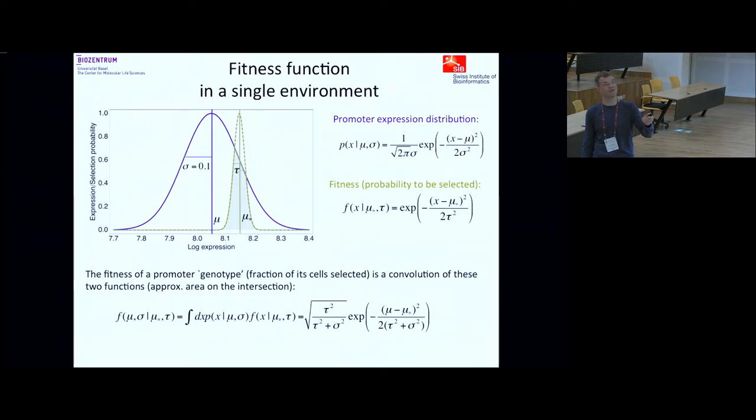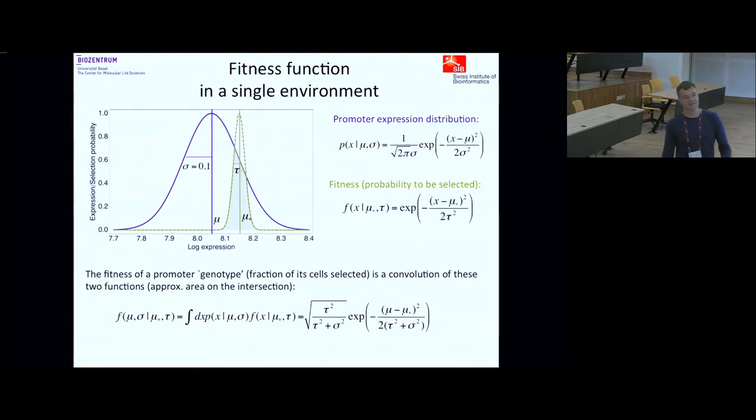The probability that a cell with expression level X will be selected depends on the center of my selection window, mu star, and this width tau, and it has this Gaussian form. So what will be the fitness of this promoter? It will be simply a convolution of these two functions, so I have to do this integral. Because these are both Gaussian shapes, those integrals can be done easily. You can think of it as the fraction of the blue distribution that falls inside this yellowish window, and that fraction is given by this expression here.